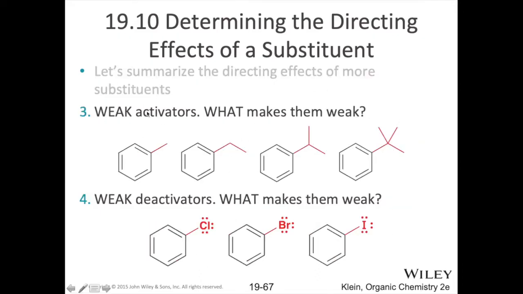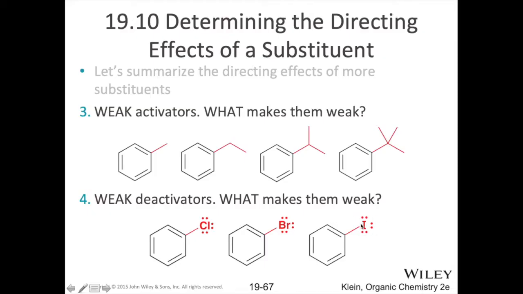Finally, we have weak activating groups. With weak activators, they don't work through induction at all. We have alkyl groups, and they only work through hyperconjugation. So pretty straightforward there. Next, we have weak deactivators. With our weak deactivators, we have our halogens.